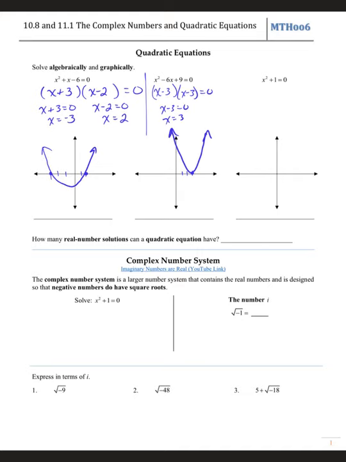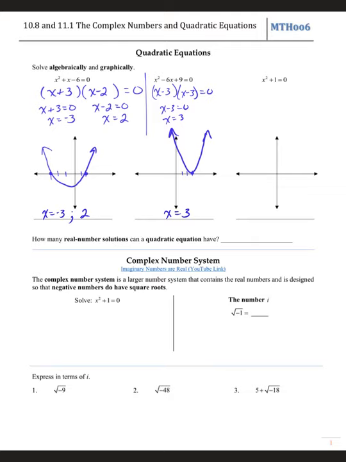We can see here that this one factors to x minus 3 times x minus 3 equals 0. Then we let the factor x minus 3 be equal to 0 to get x equals 3. That means it's only touching the x-axis in one spot, at the value of 3. So to write the solutions for the first one, we would say x equals negative 3 and also 2. The second one, we just get x equals 3.